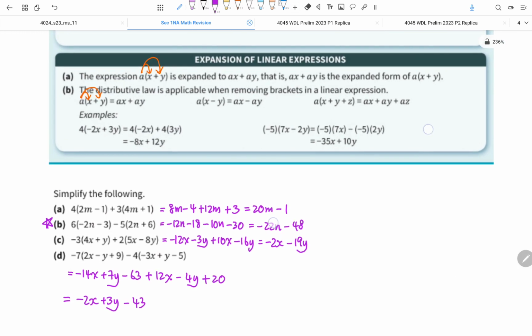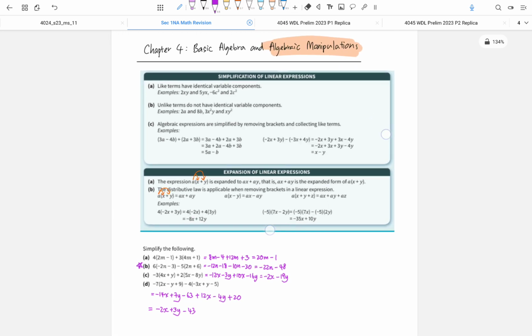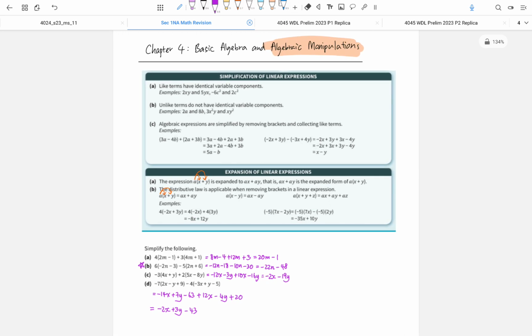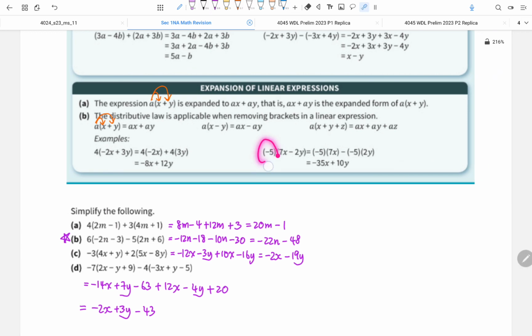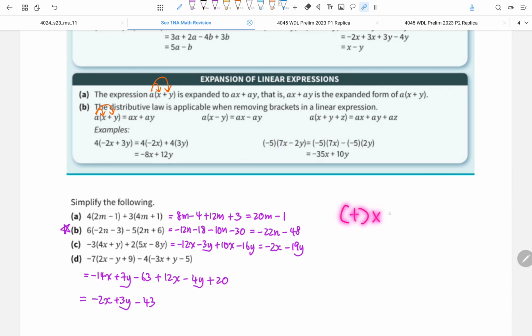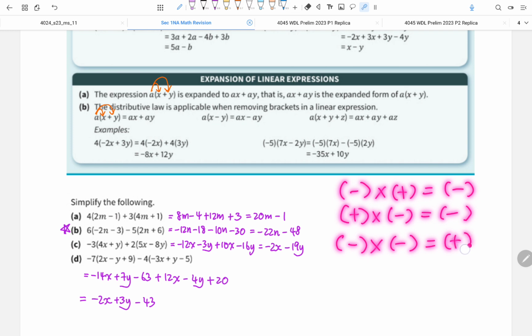So with that, I have revised chapter 4 on algebraic manipulations already. Now if I were to very quickly point out some common mistakes, it really has got to do with the concept of the negative signs. Negative times positive is negative. Positive times negative is negative. And lastly, negative times negative equals positive. Now this one is very, very, very important. Alright?